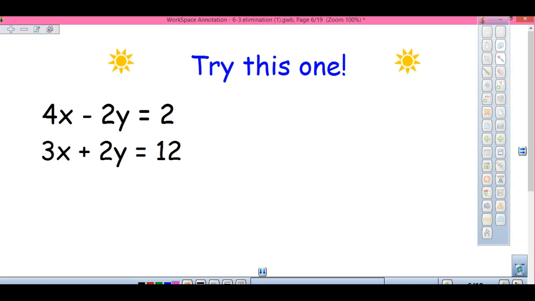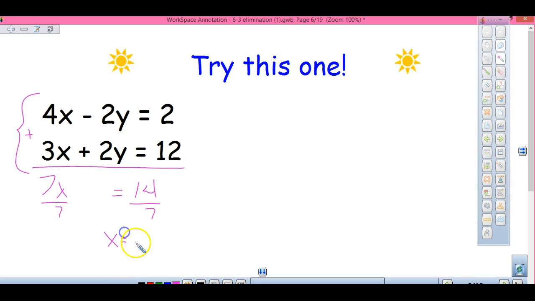Okay, 4x, so do my x's have the same coefficient? No. Okay, do my y's? Yep, is it 1 plus and 1 minus? Yep. So then I do what? Add, good. So 4x plus 3x, 7x. What happens to my y's? Okay, so those cancel. So 7x equals 14. Divide by 7. X equals 2 again.